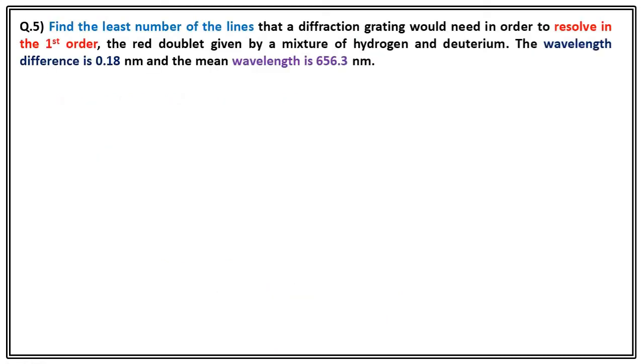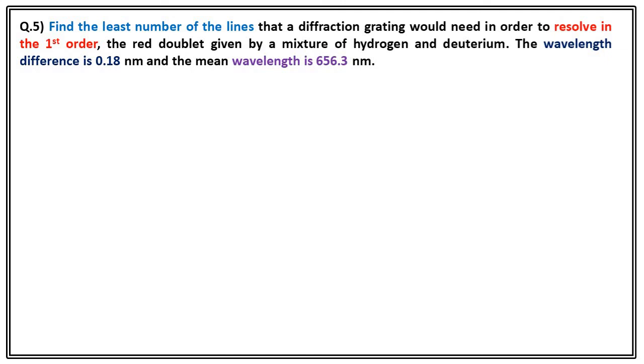Problem number 5. Find the least number of lines that a diffraction grating would need in order to resolve, in the first order, the red doublet given by a mixture of hydrogen and deuterium. The wavelength difference is 0.1 nanometer and the mean wavelength is 656.3 nanometer. As highlighted by red ink, this problem is related to the resolving power of a diffraction grating, and this is very straightforward. Even though it's written hydrogen deuterium, you don't have to think about it.